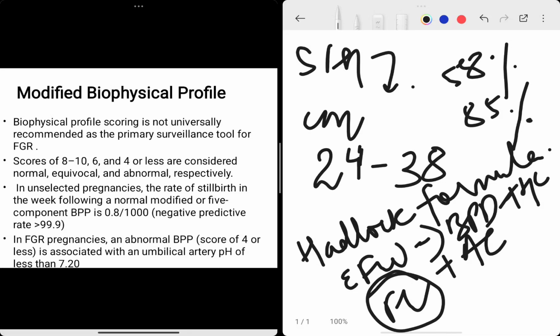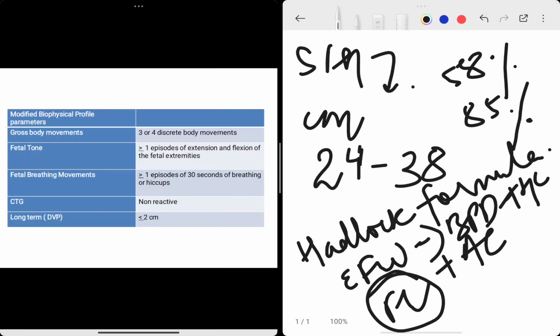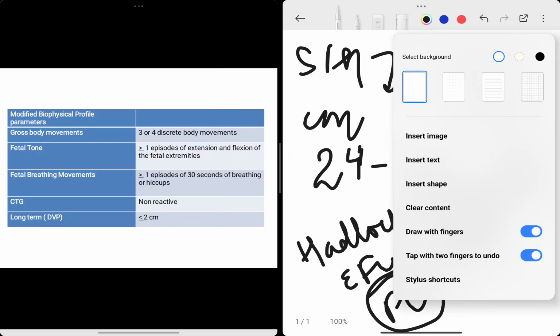Now there is one tool that we can advise with the USG. This is known as the Manning score, also known as the modified biophysical profile. The biophysical profile scoring is universally recommended as the primary surveillance tool. 8 to 10 is normal, 6 is equivocal, and 4 or less than 4 is abnormal. In unselected pregnancy, the rate of stillbirth following a normal BPP is 0.8 per 1000. An abnormal BPP is associated with umbilical pH of less than 7.2, that is fetal acidosis. So this is the modified biophysical profile, and we have to remember it.